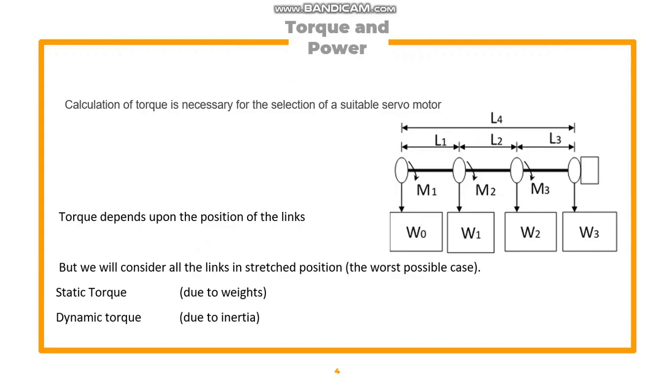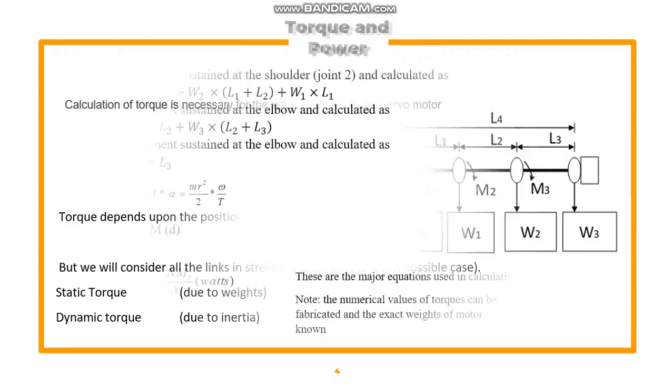Now we will find the torque and power. In this case, we are assuming a worst case scenario. We are assuming that all the links are horizontal to each other, so in this case the moment arm is largest. There are two types of torques: one is static torque and the other one is dynamic torque. Static torque is due to the weight and the dynamic torque is due to the inertia.